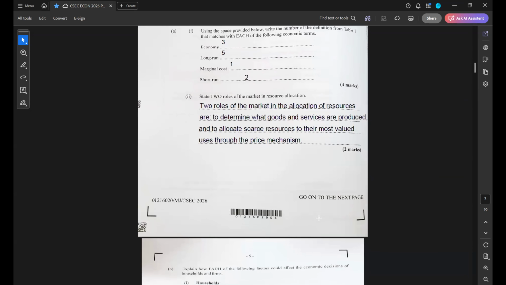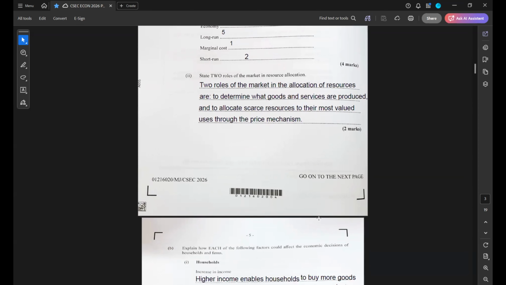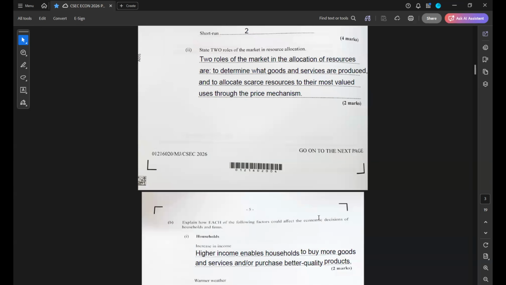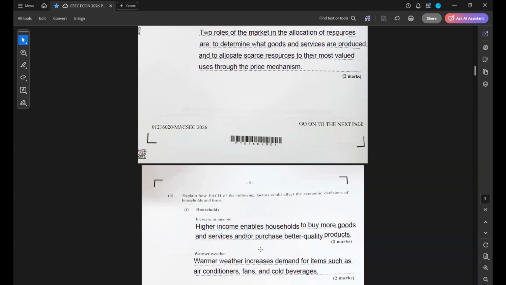Part B wants us to explain how each of the following factors could affect the economic decisions of households and firms. Households, increase in income. Higher income enables households to buy more goods and services and/or purchase better quality products. Warmer weather. Warmer weather increases demand for items such as air conditioners, fans, and cold beverages.